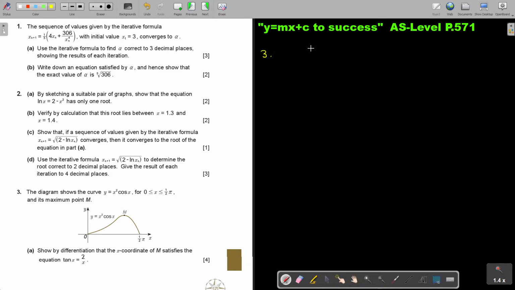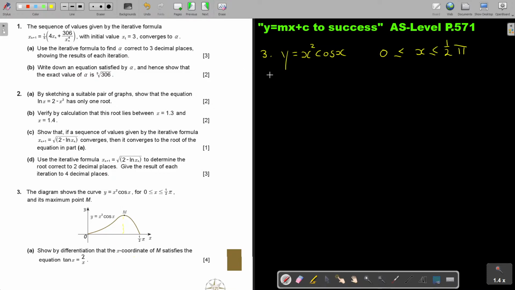The diagram shows the curve y equals x squared cos x, where x is bigger than or equal to 0 and smaller than or equal to a half pi. Its maximum point, a stationary point, is M. Show by differentiation that the x-coordinate of M satisfies the equation. As soon as I talk about the stationary point, I must first differentiate that equation.